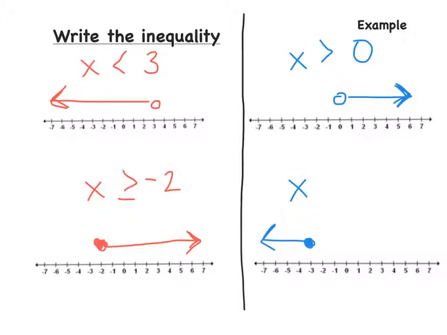This bottom one, the number we're going to be focusing on is -3. So we write our -3. We see that our arrow is pointing off to the left. So I'm just going to draw that. We see that the circle is filled, so it must be or equal to. So in this case, the inequality that we write is x is less than or equal to -3.